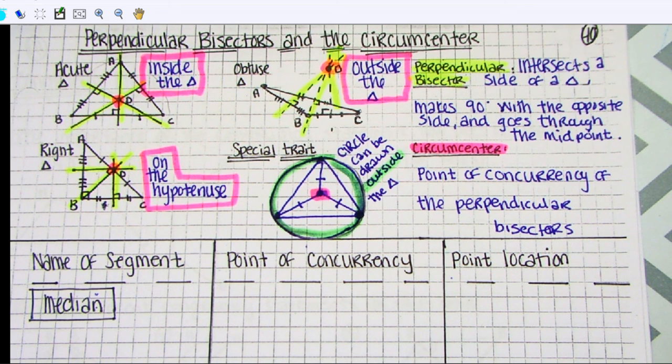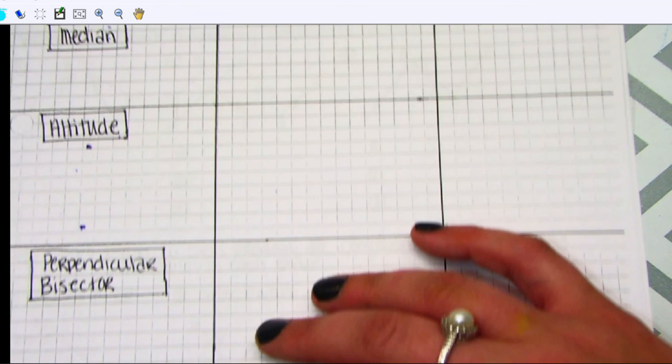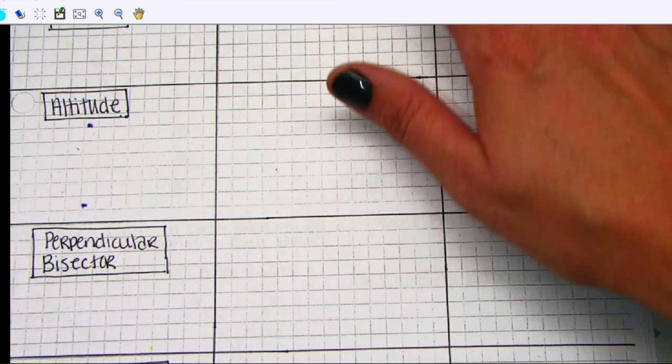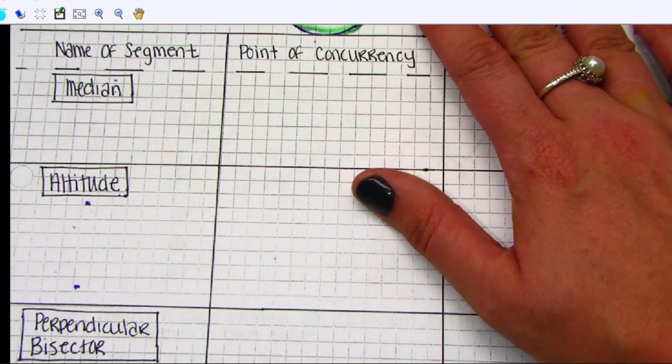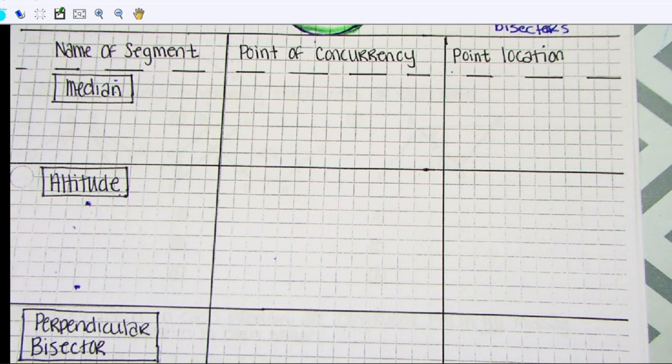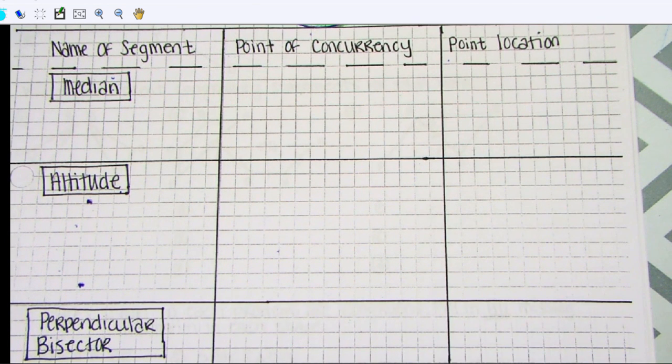All right, so the chart. The chart involves all of the vocabulary words, all of the pictures that we learned on the previous pages. It's just kind of combining everything together. So let's first define median. What is a median? You don't remember? Look on page 39. Okay. It's a segment that starts at the vertex and bisects the side, goes through the midpoint.